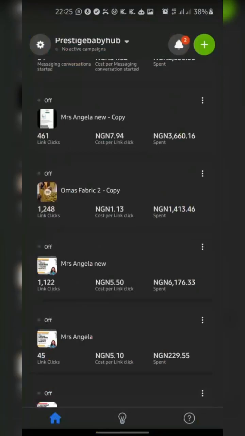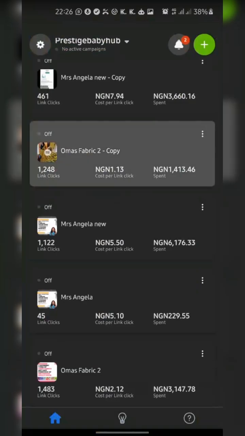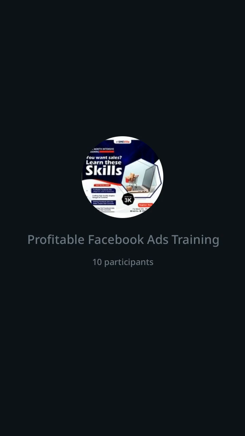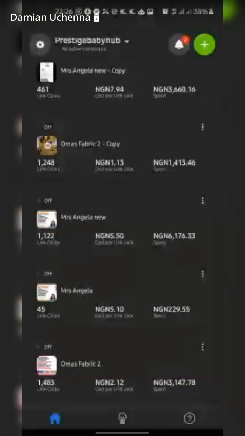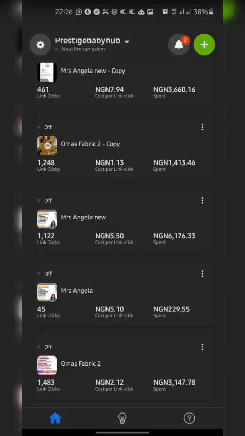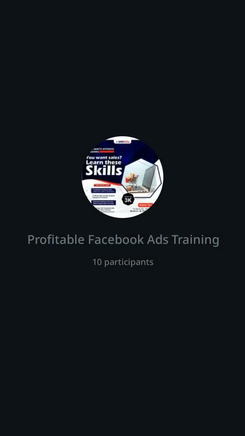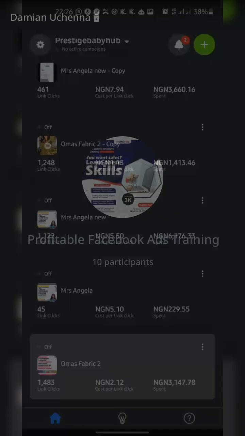Just remember when I was still running link clicks. Do you see what I'm saying? This is actually 1 naira per link click. It's just 1 naira per link click. But you already know that the problem with link clicks is that the number of link clicks you get doesn't equate the number of people you get.